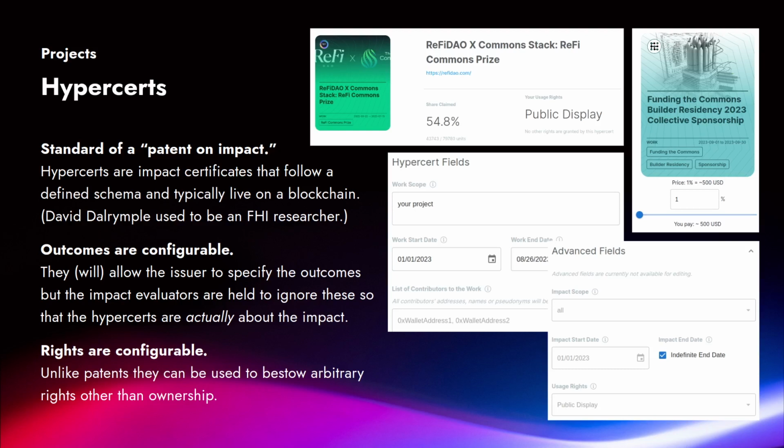And that is not necessarily the case with Hypercerts. You can also just have some other right, like for example public display here, where whoever holds this impact certificate is allowed to display that publicly and show it off. So you can just configure this freely and attach other rights than the commercial ones to it.